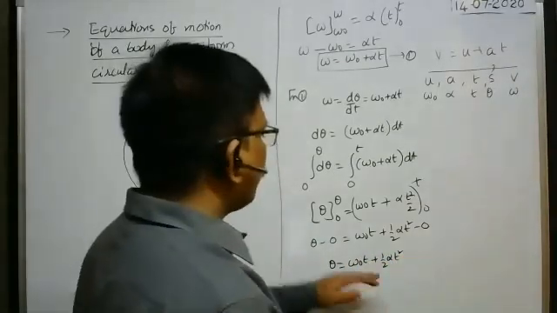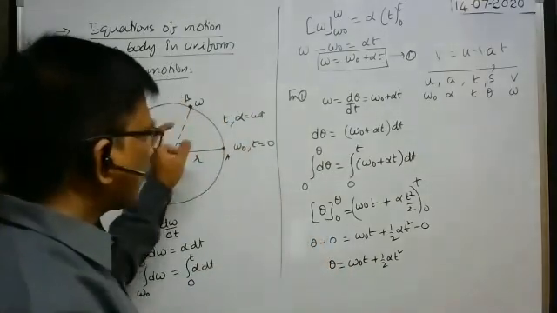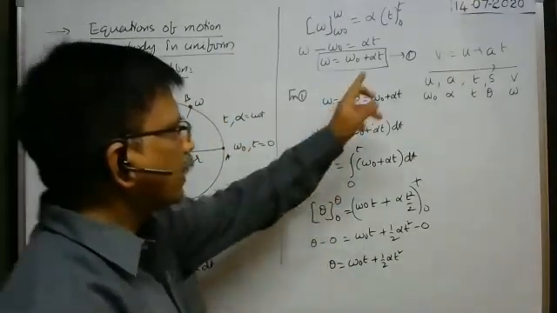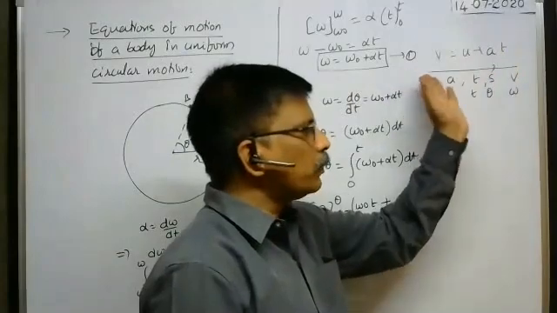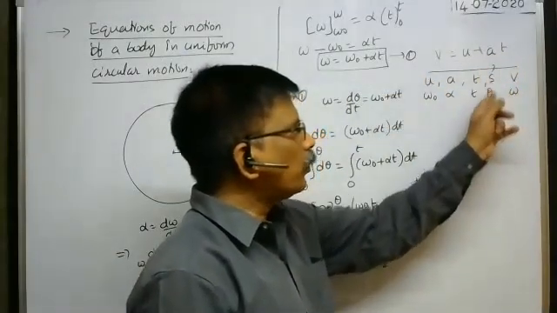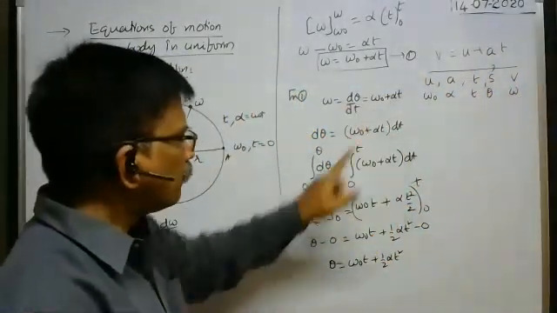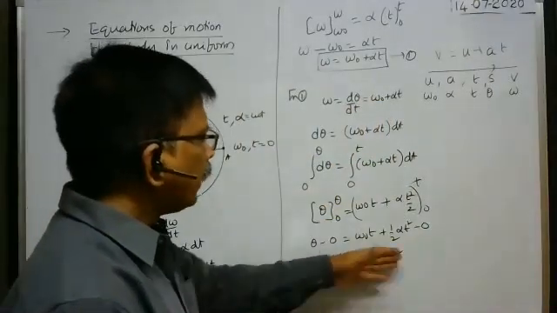Okay, it is similar to the case of translatory motion, the motion of the body along a straight line, where linear displacement and angular displacement are similar terms. So instead of s, we got this theta. Remaining all are the same.